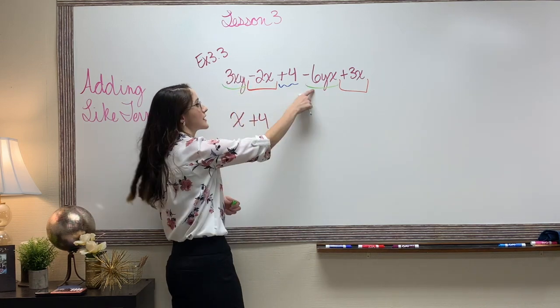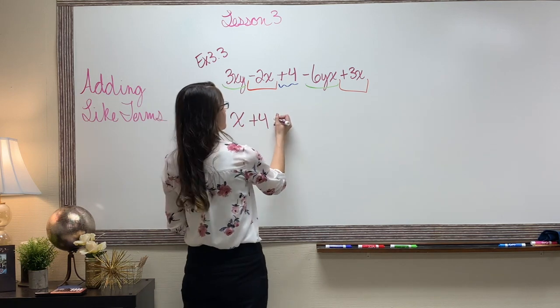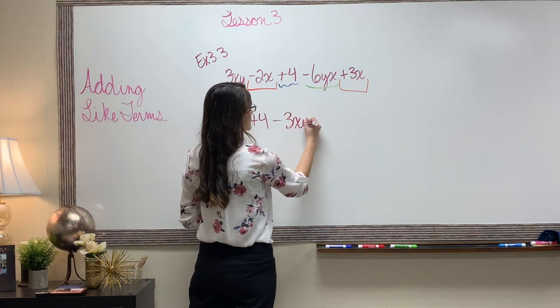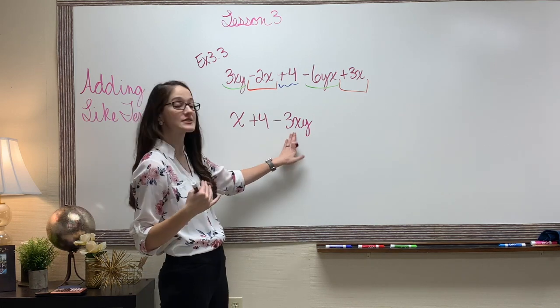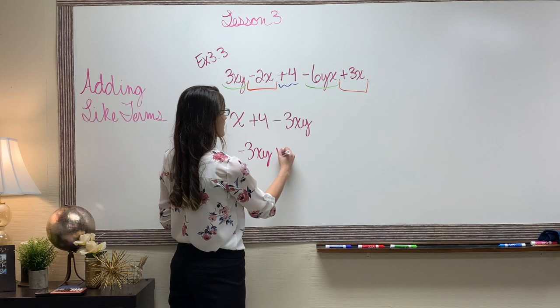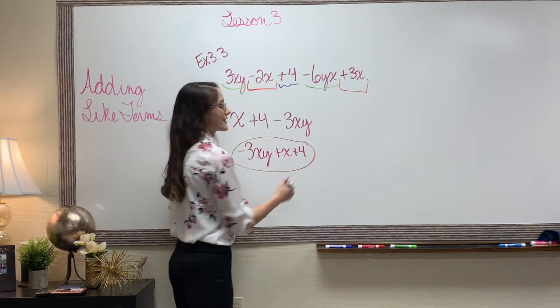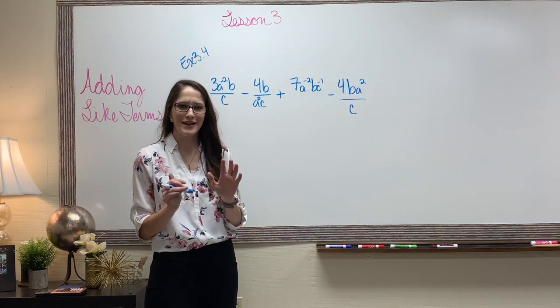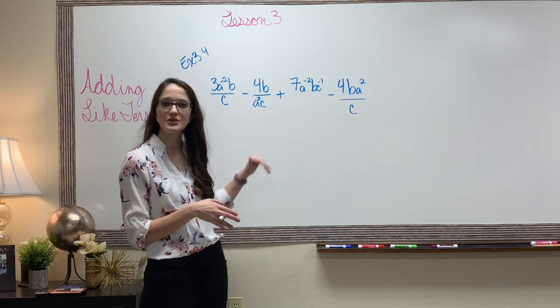Okay, so we have 3 minus 6, which will be negative 3. All right, so technically we're done. I usually like to have my highest degree go first. So negative 3xy plus x plus 4. And now we're done.